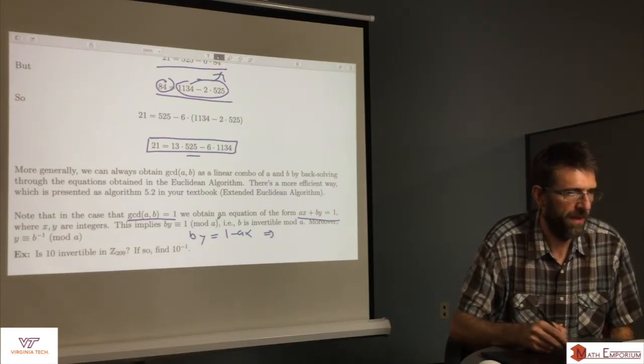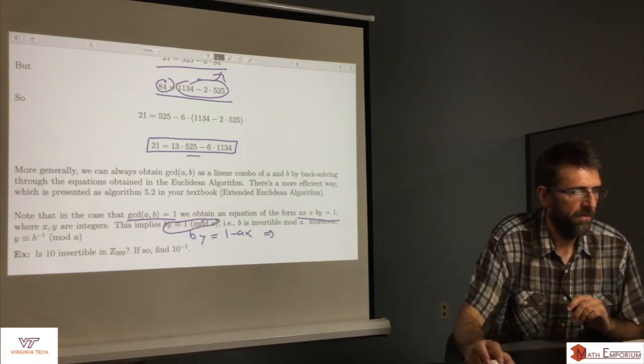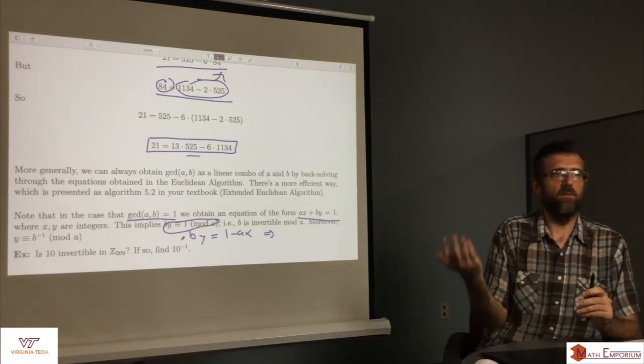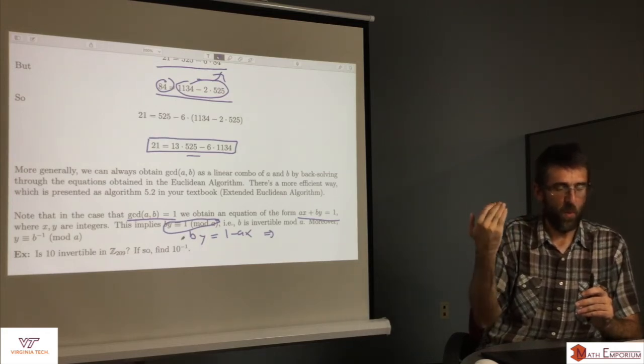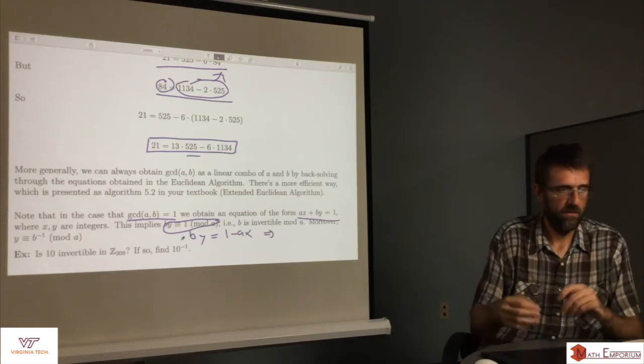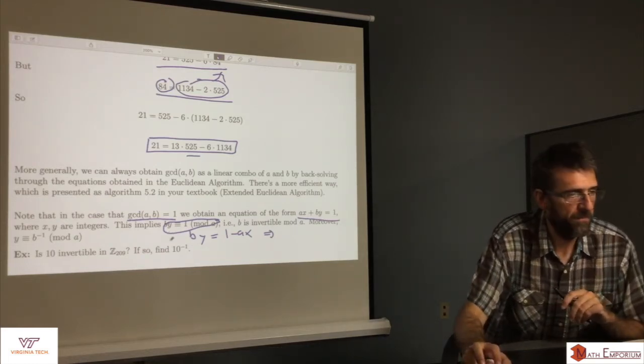Okay, so that's implying this congruence here. So that means, since b times y gives me 1 when I'm working mod a, that y is actually the inverse of b mod a.